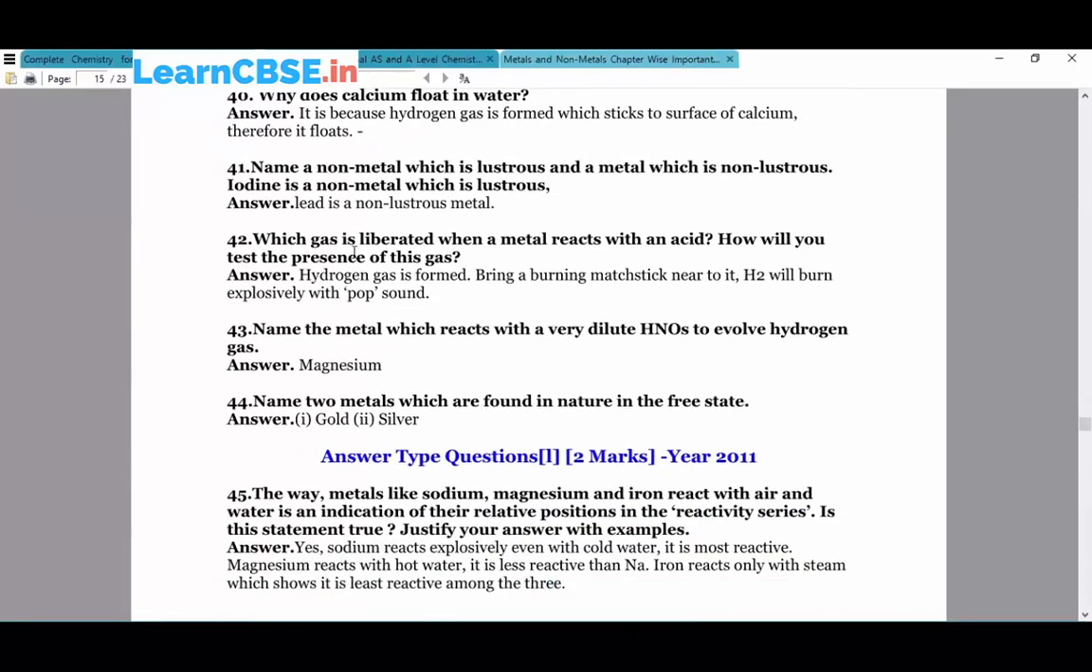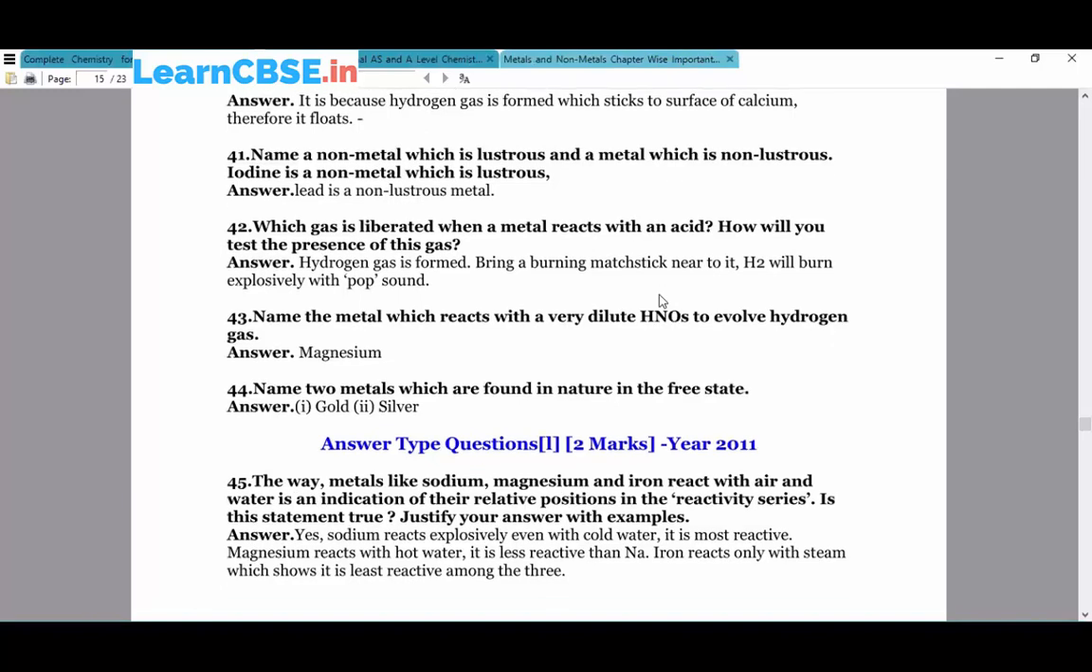Which gas is liberated when a metal reacts with an acid? How will you test the presence of this gas? So hydrogen gas will be liberated. When you bring a burning matchstick near it, the hydrogen gas will burn with a pop sound. That is the confirmation of hydrogen gas.